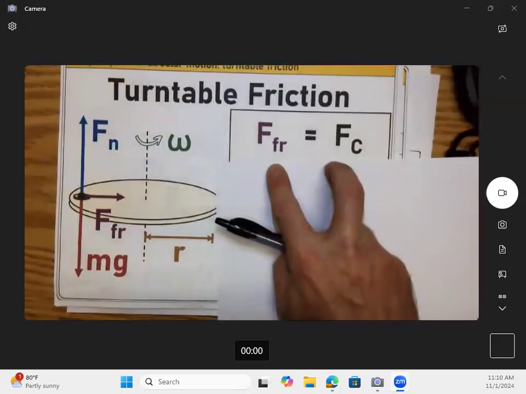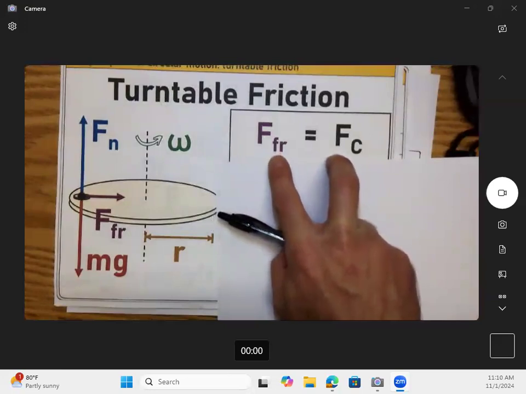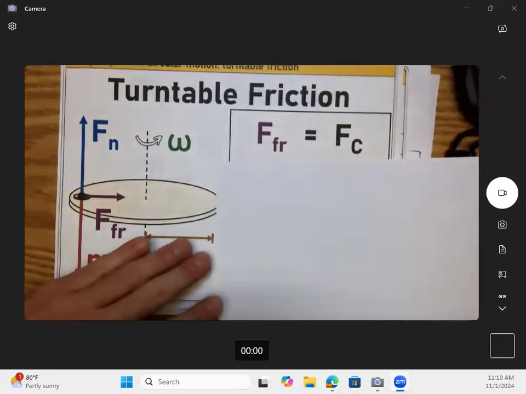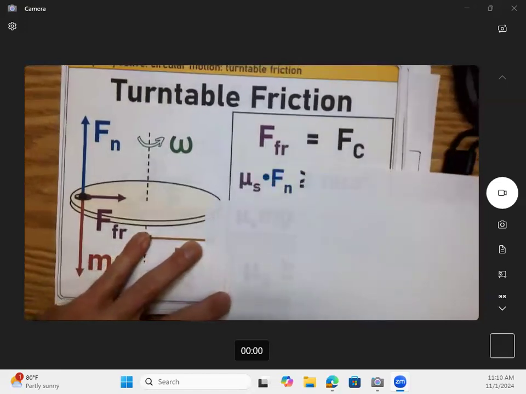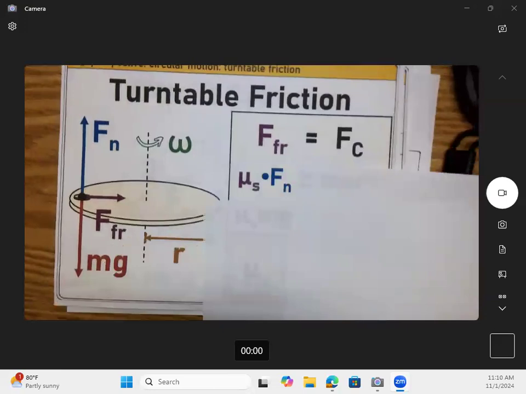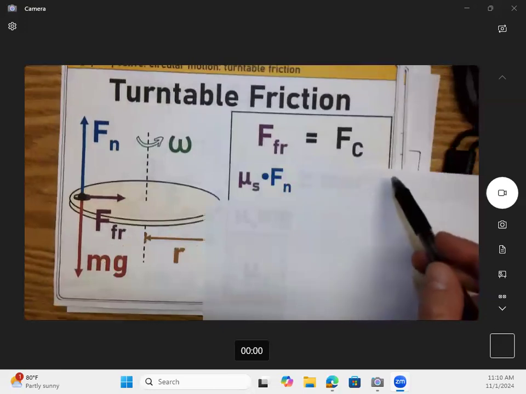Okay, so the friction force is providing the centripetal force. Do you guys know a formula for centripetal force? Or sorry, let's start with friction force. Friction force, what's the formula? Coefficient of friction times the normal force. You guys remember that? Because you guys did that lab a few weeks ago. So that could look like that right there. Coefficient of friction times the normal force.